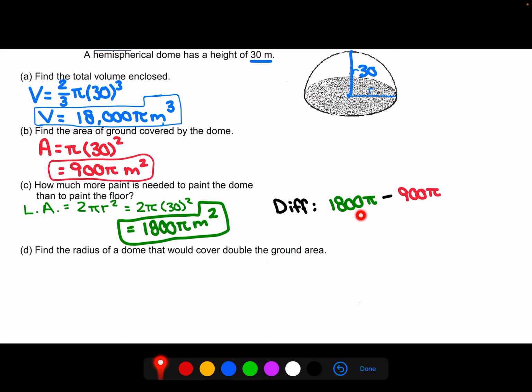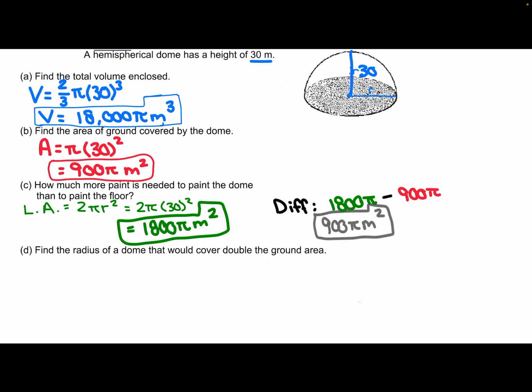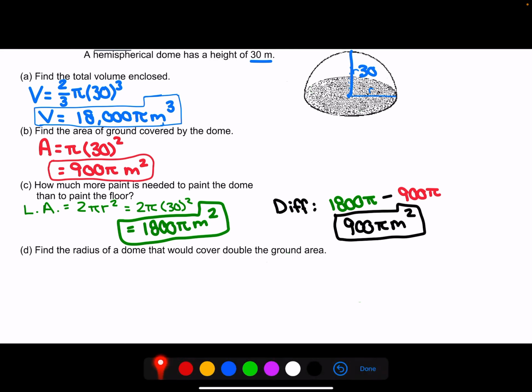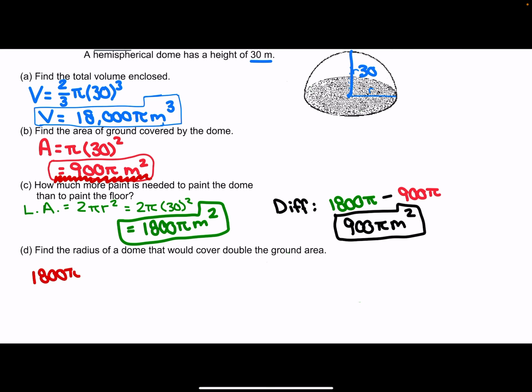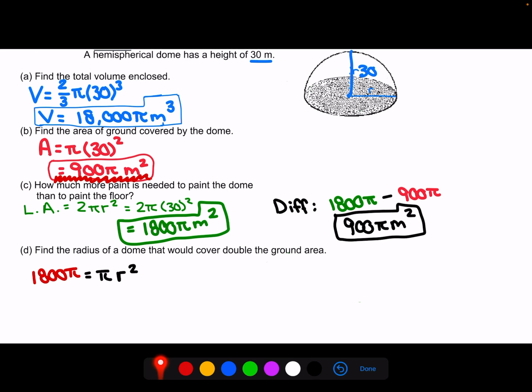That will just give me 1,800 pi minus 900 pi, which of course is just 900 pi meters squared. Now again, for letter D, I'm just going to take double the area of my base, 900 pi, and doubling that would give me 1,800 pi, and that's my volume. 1,800 pi is equal to pi r squared. And again, we're doubling the ground area. Since the ground area is just a circle, I'm using the area of a circle.